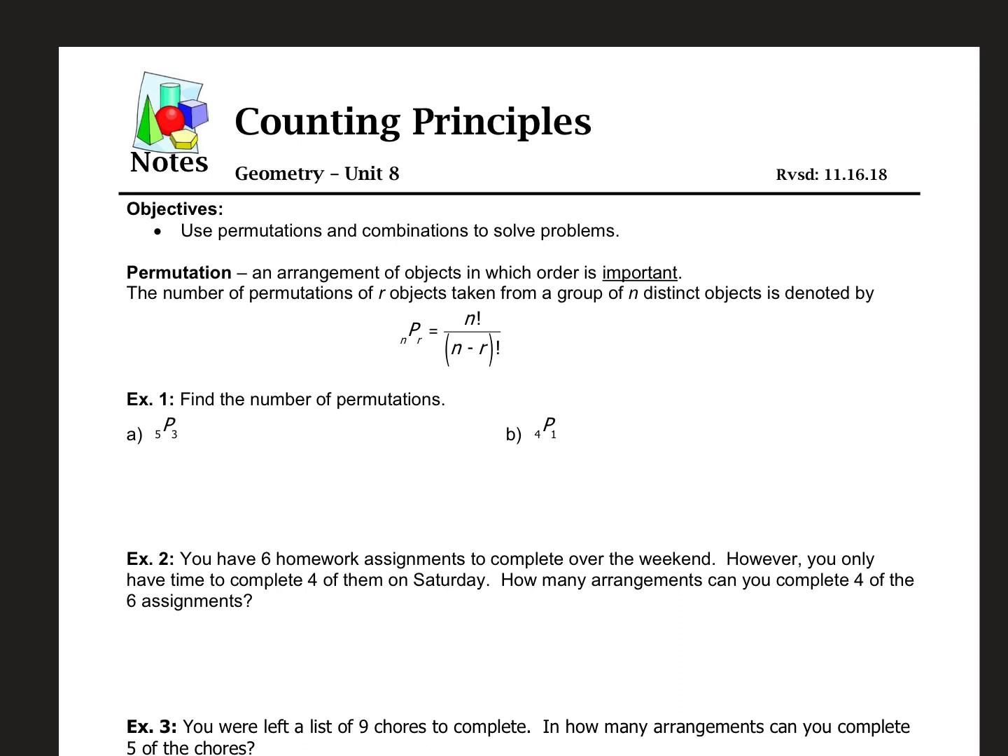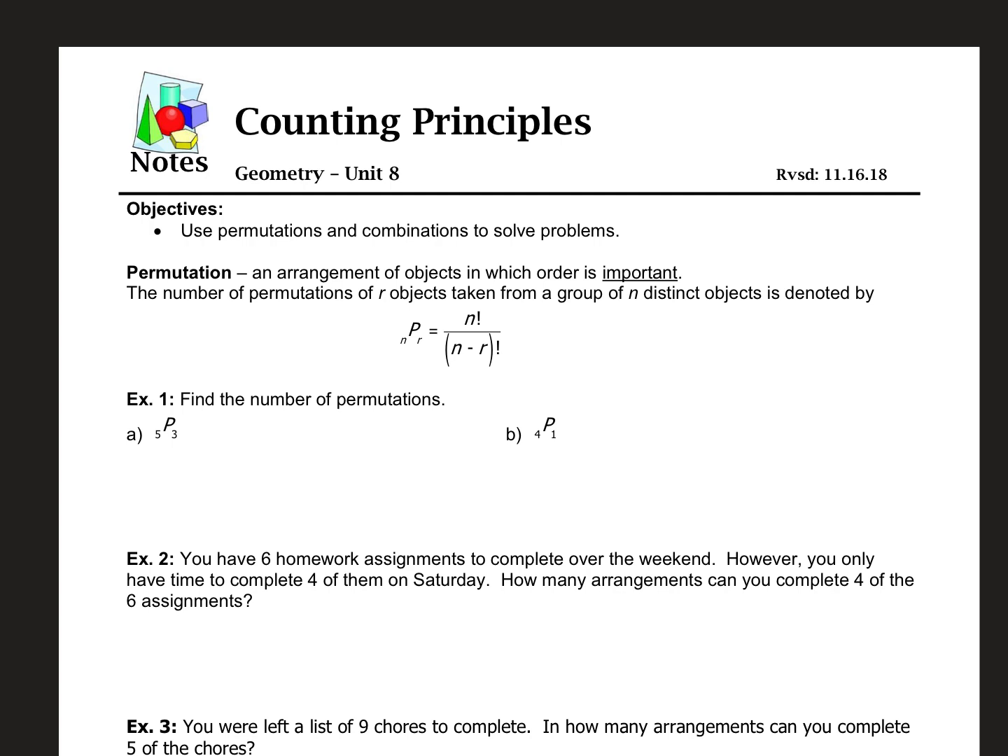Okay, so today we're going to talk about the counting principles for probability. Yesterday we talked about sample space and what that means for us, and we saw a general overview of new vocabulary for the unit. So now we're going to dive a little bit deeper into some of this vocabulary.